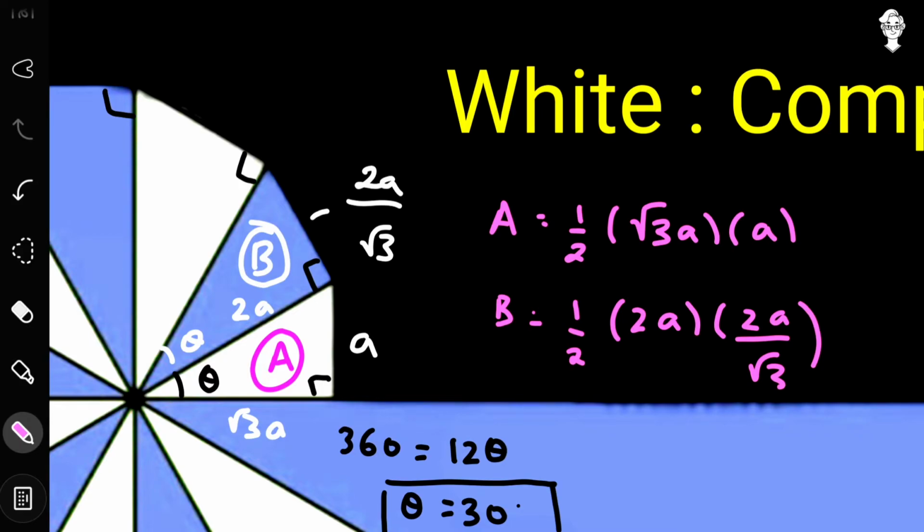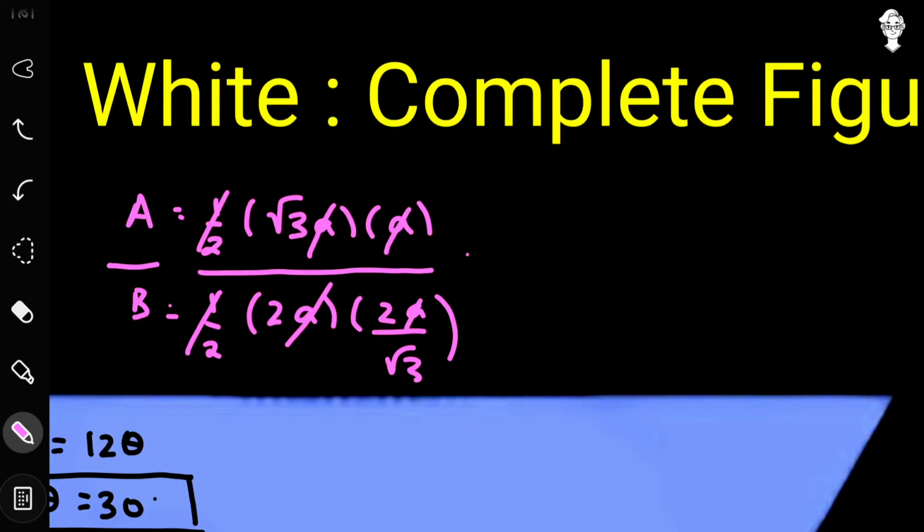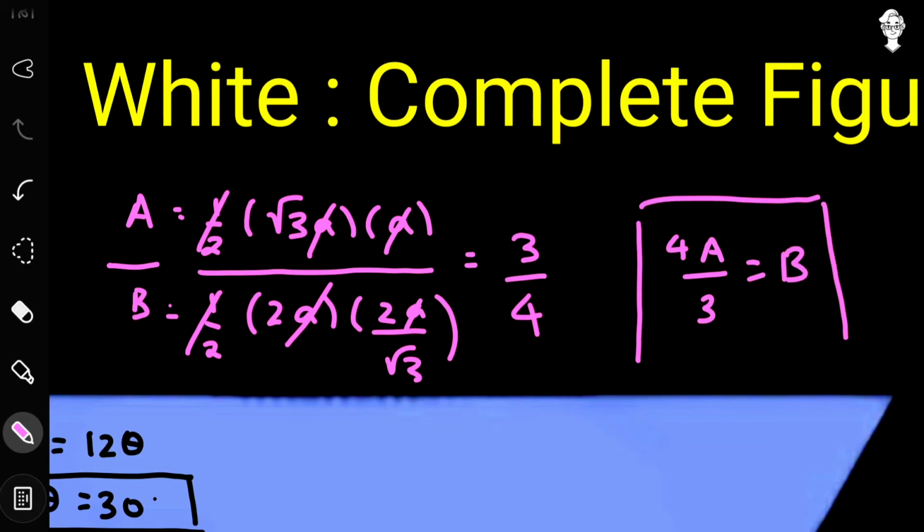So LHS upon LHS, that is A upon B, is going to be equal to half of root 3a times a upon half of 2 times a times 2 times a upon root 3. So now let us cancel out the things. Half and half got cancelled out, a and a got cancelled out. Simplifying this gives me 3 upon 4. After cross multiplication, we have that 4 times A upon 3 is going to be equal to the value of B. So here we have the value of B in terms of A, that is 4 times A upon 3.